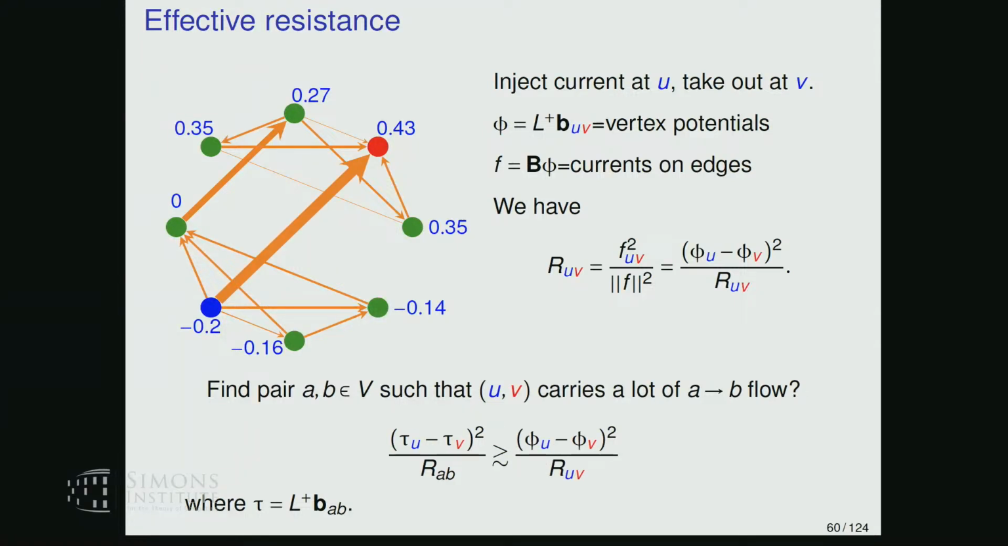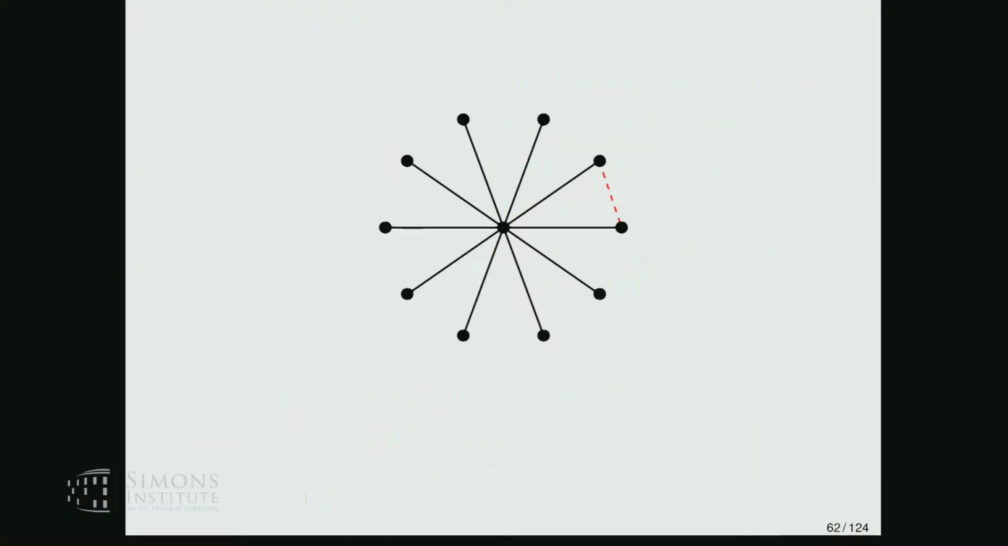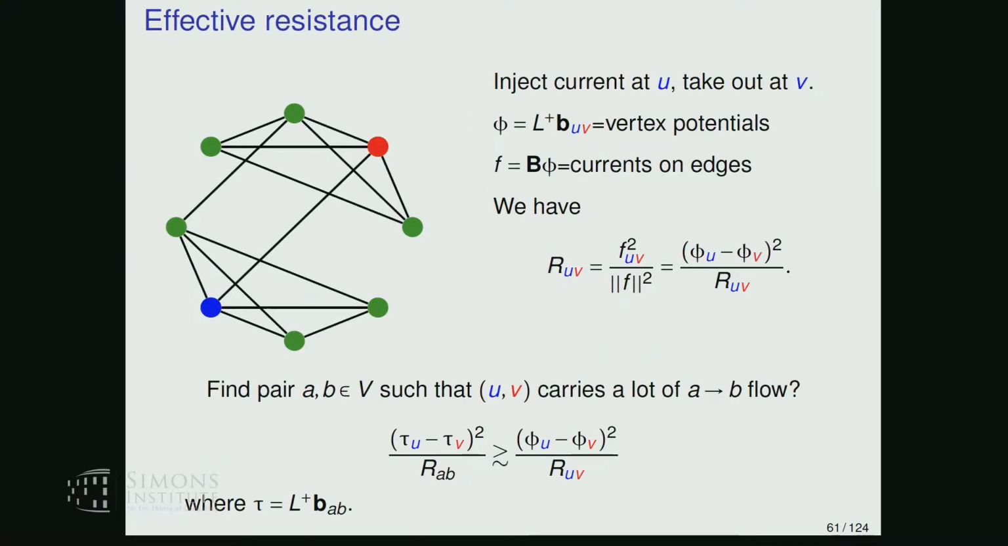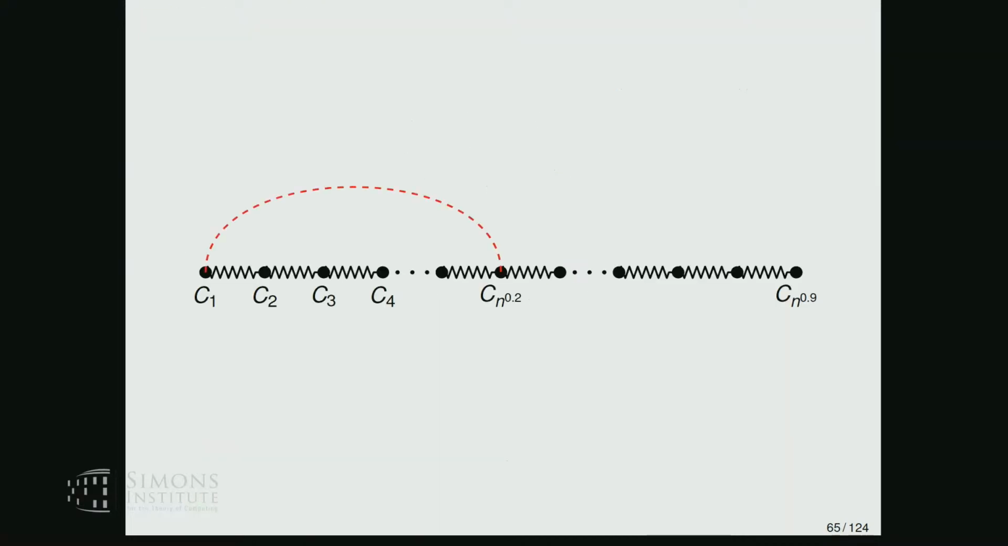Good. What is 1 over log n? Really what we mean is that it should be roughly the fraction of energy that UV contributes in its own electrical flow. And that fraction is what? It is phi U minus phi V, where phi are the UV potentials, divided by the resistance of UV. Good. Yes, let's skip these examples.